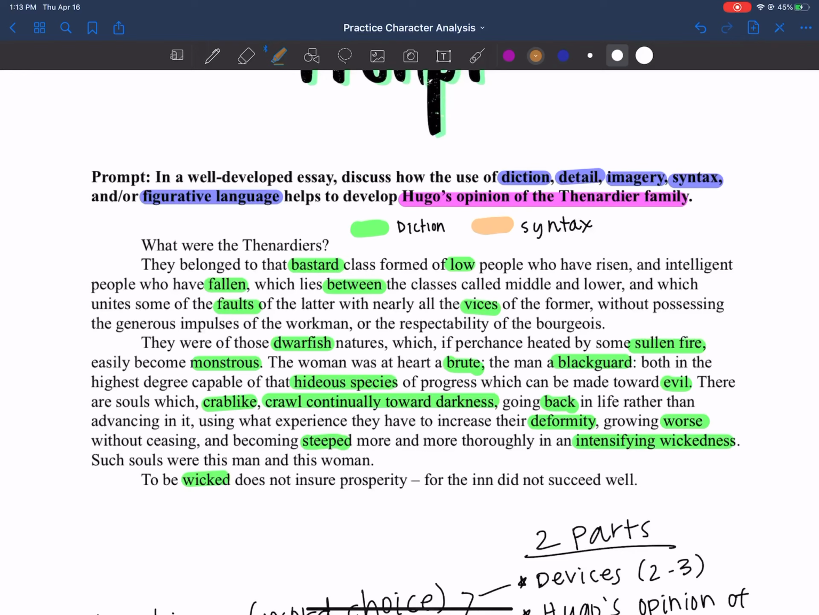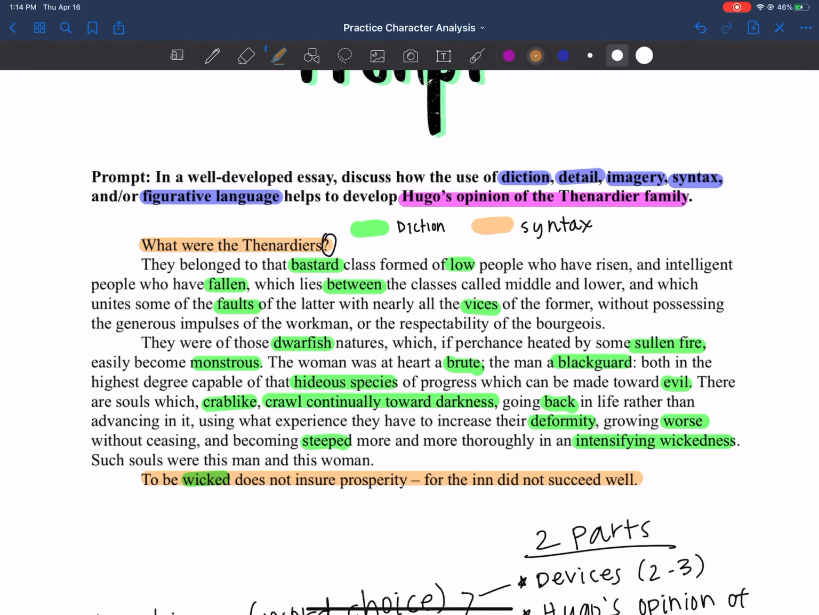framed, right? The bulk of our information comes in the middle 2 paragraphs, and that leaves this first paragraph, what were the Thénardiers, and the last paragraph, to be wicked does not ensure prosperity, for the end did not succeed well. Those frame the main part of this passage, and they're actually very short sentences compared to the rest. This first one is a question, and we'll get back to this last one in a little bit, because I do want to talk about the last sentence a little bit.